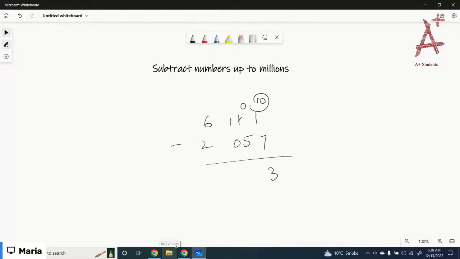3. Again, you have 0 subtract 5. You cannot subtract 0 out of 5. You have to borrow 1. It makes 0 here and 10 here. Got it? 10 subtract 5 is 5. 0 subtract 0 is 0. And 6 subtract 2 is 4. It would be 4053. Got it? 6111 subtract 2057 makes 4053.